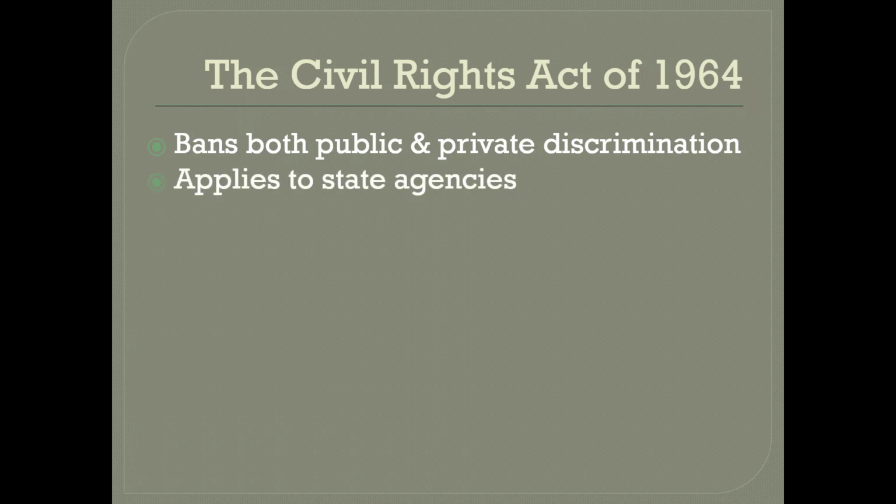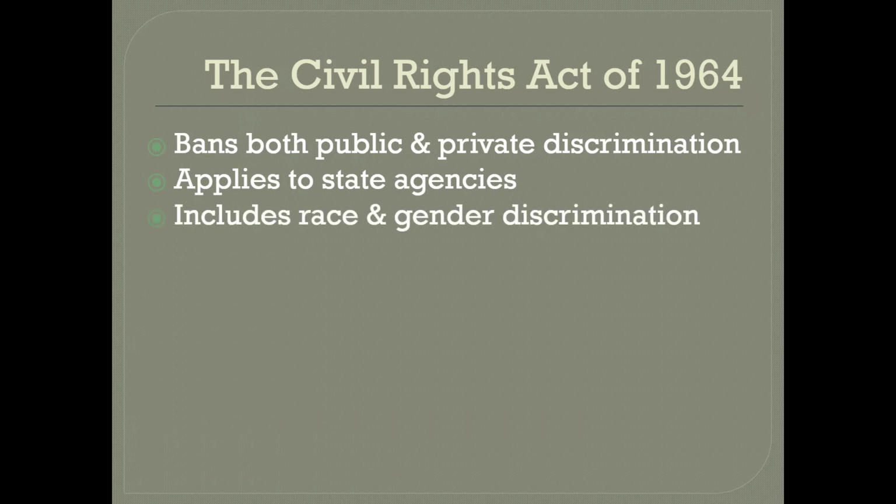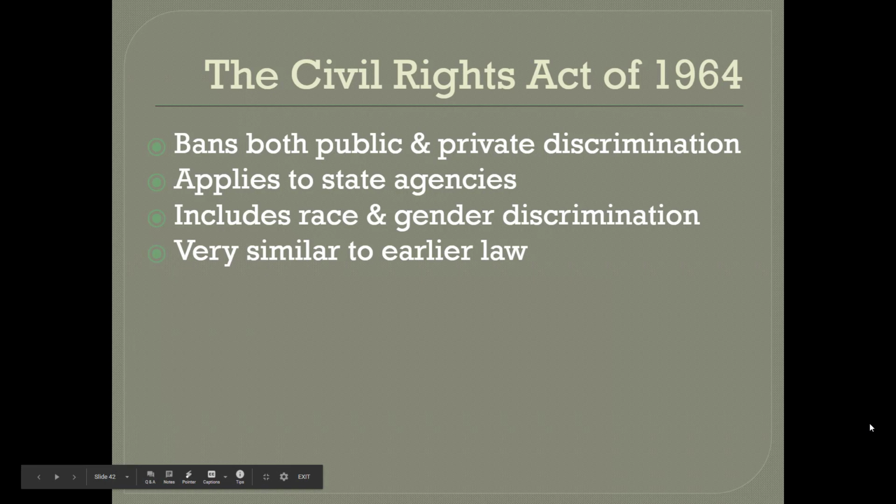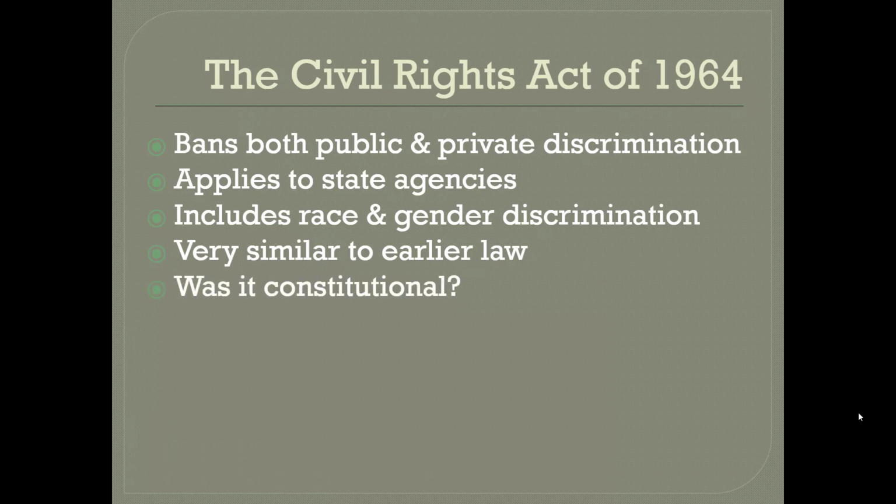And of course, this also applies to state agencies as well. And as I just mentioned, it includes not only race, but gender as well. So in many ways, the Civil Rights Act of 1964 was very similar to the Civil Rights Act of 1875 in that both of them touched private discrimination. But of course, the original act was unconstitutional. So the question then, of course, would be, is the Civil Rights Act of 1964 constitutional? If the earlier act was unconstitutional, why isn't this one unconstitutional?